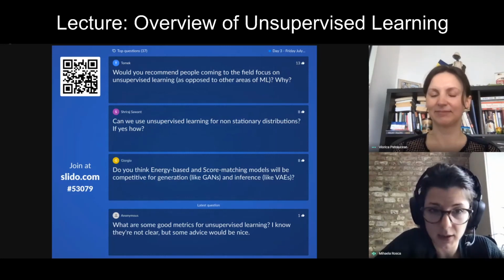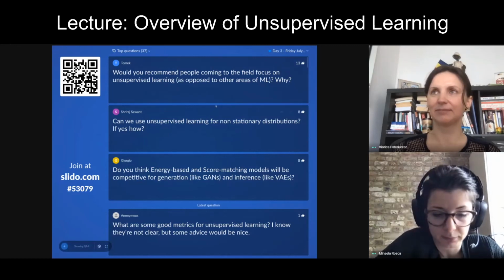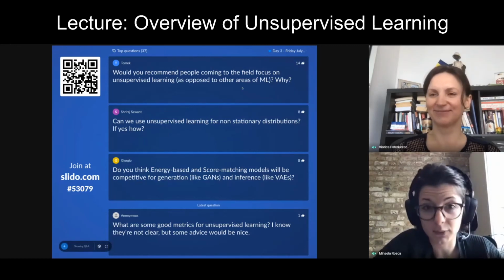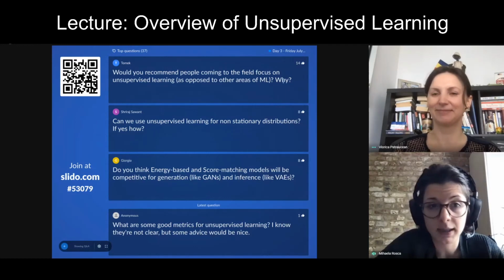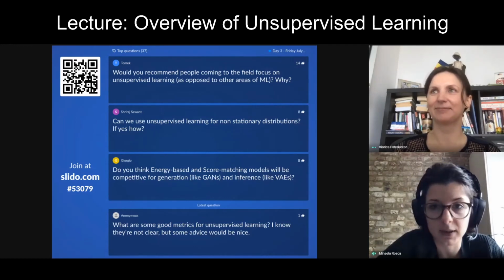But for example, as an unsupervised learning aficionado, I've also done reinforcement learning because I think that's also important. I've also done supervised learning. So it's important to understand the principles, but it's not the only field out there.